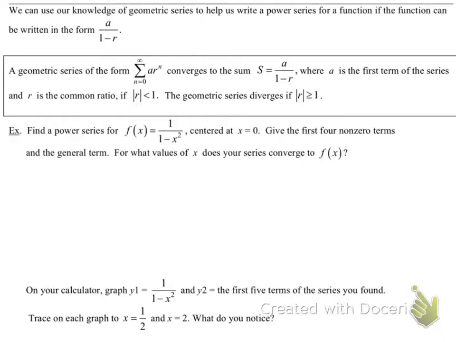So we need to find a power series for 1 over 1 minus x squared. Notice that it's different than the other one. It's not 1 minus x, it's 1 minus x squared. Well, what this means is that your r is actually x squared. What's your a value? Your a value is 1. This is going to be centered at x equals 0. I am going to give the first 4 non-zero terms and the general term. And we are going to figure out for what values of x our series converges to f of x.